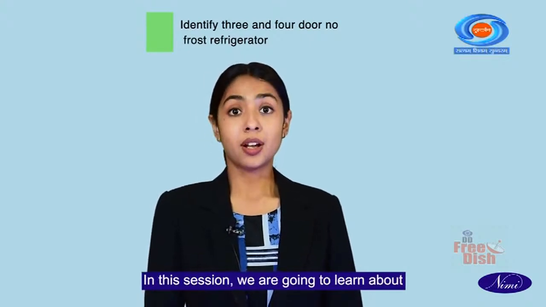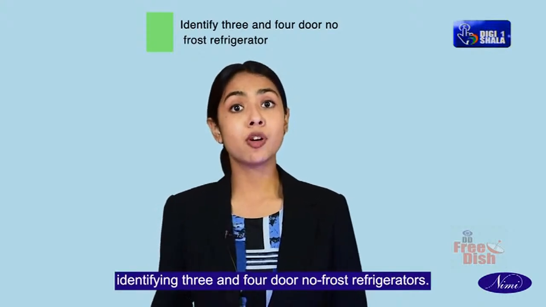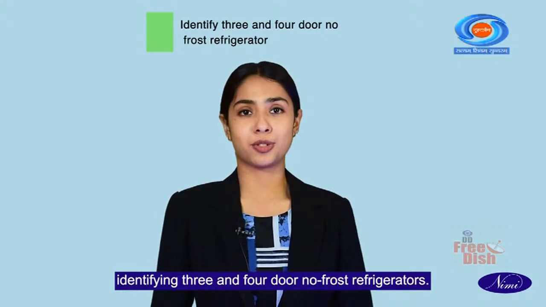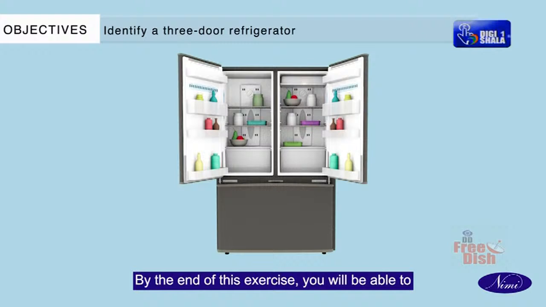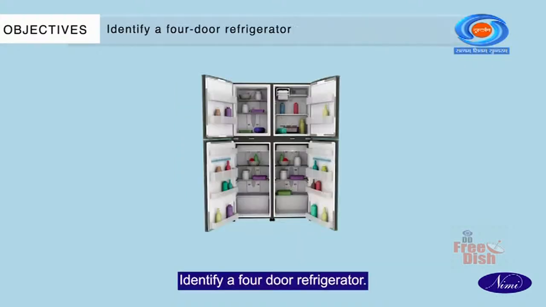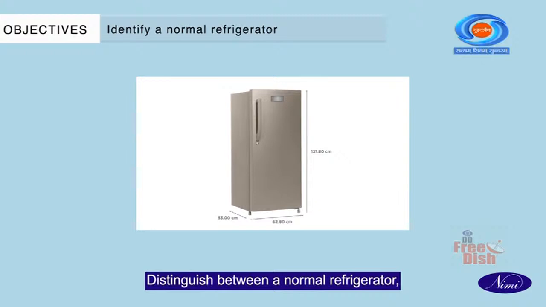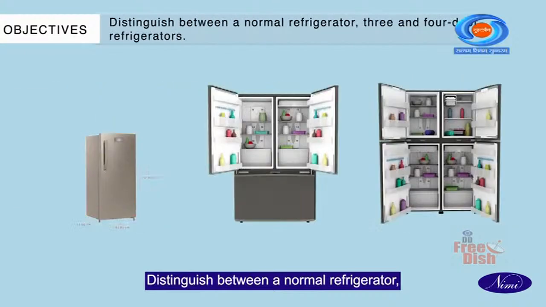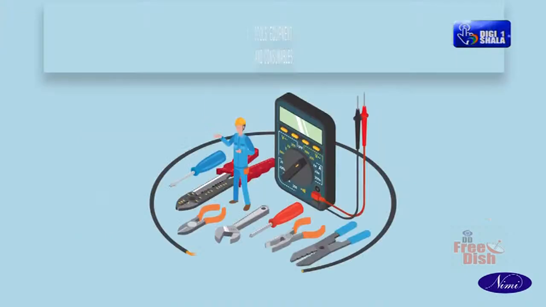In this session, we are going to learn about identifying 3 and 4 door no frost refrigerators. Objectives. By the end of this exercise, you will be able to identify a 3-door refrigerator, identify a 4-door refrigerator, identify a normal refrigerator, and distinguish between a normal refrigerator, and 3 and 4-door refrigerators.